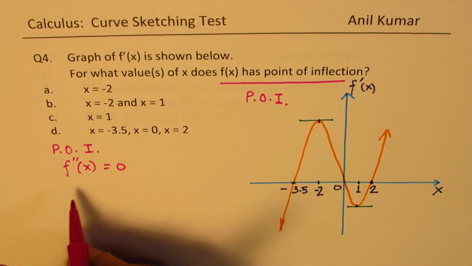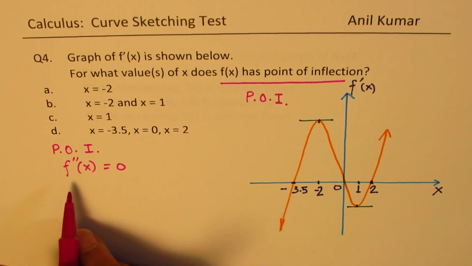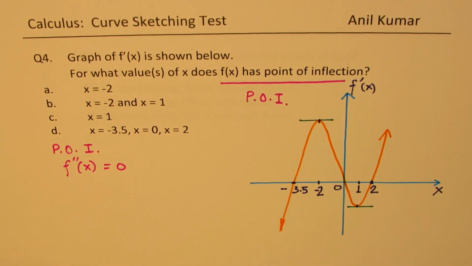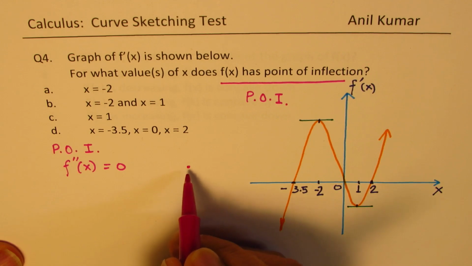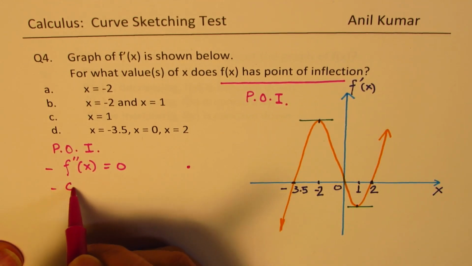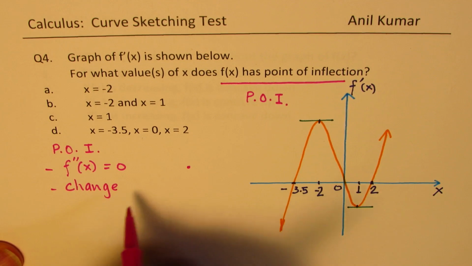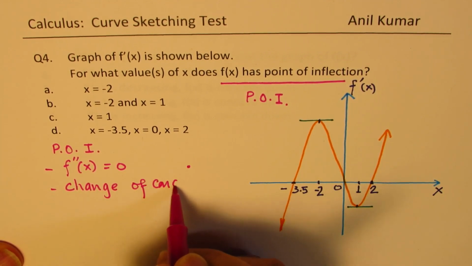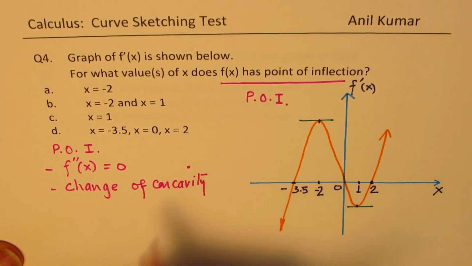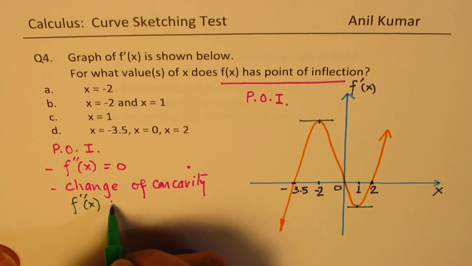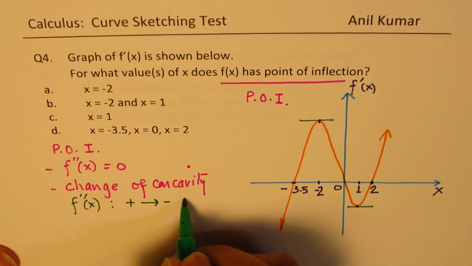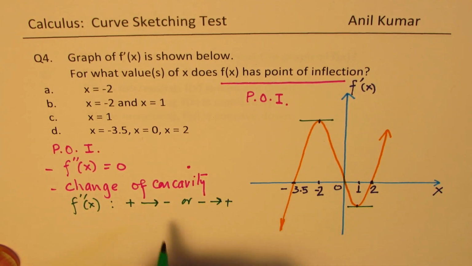The second condition is that the second derivative should be changing from positive to negative, right? So the second thing is, if this is a point of inflection, then we should have a change of concavity. That is to say that the second derivative f double dash x will change from positive to negative or from negative to positive. Is that clear?